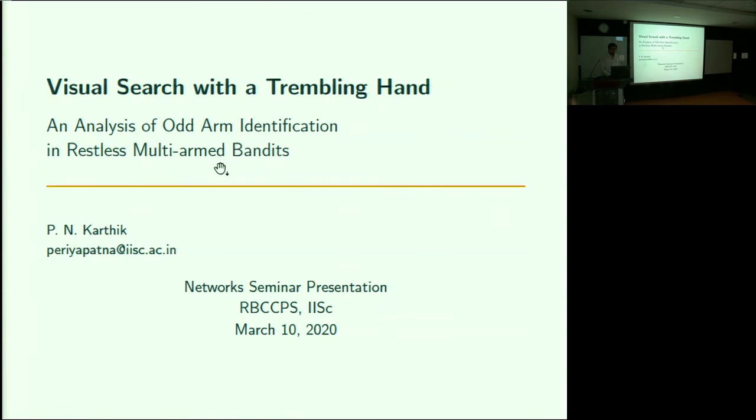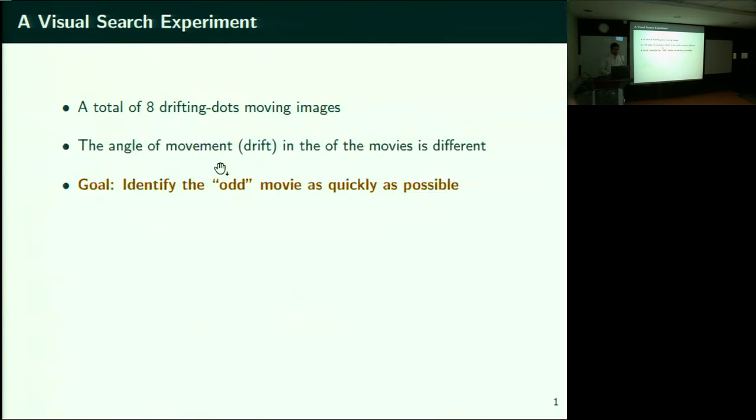This problem is motivated by a certain visual search experiment. I'm going to show you a small demo where you will try to identify a certain odd movie, so to say. In that demo, there will be a total of 8 drifting dots movies shown to you. The angle of drift in one of them is going to be different, and the angle of drift in all the others is going to be in a certain different but common direction. Your goal is to identify where the movie with a different drift is. Okay, so let's do that.